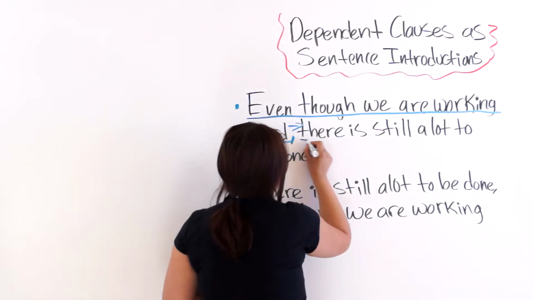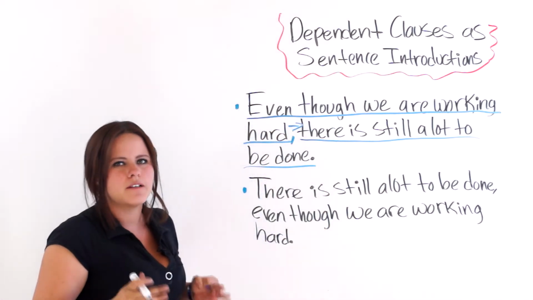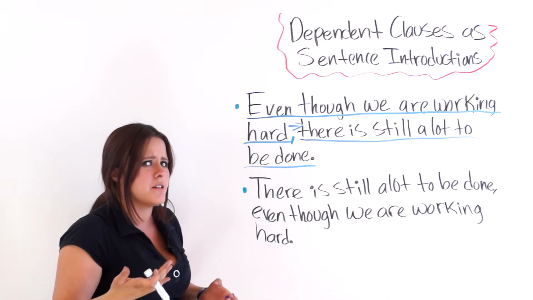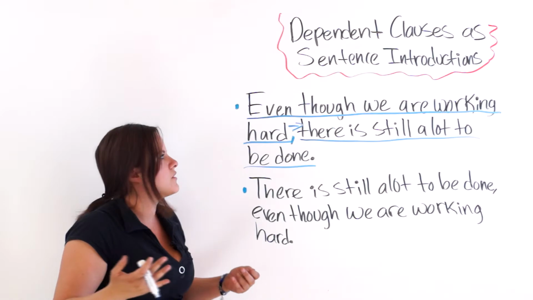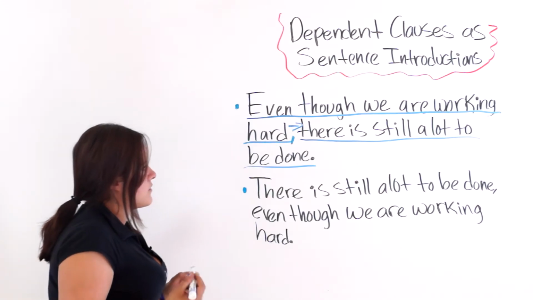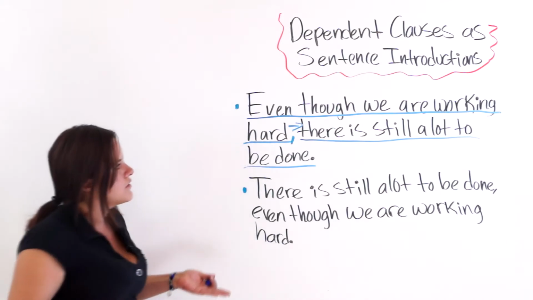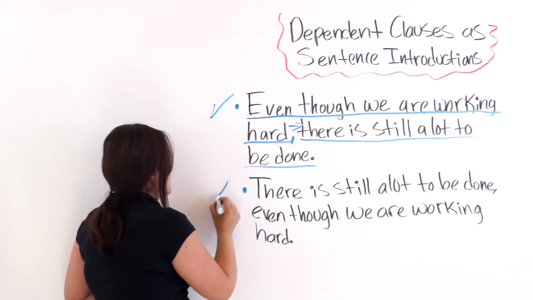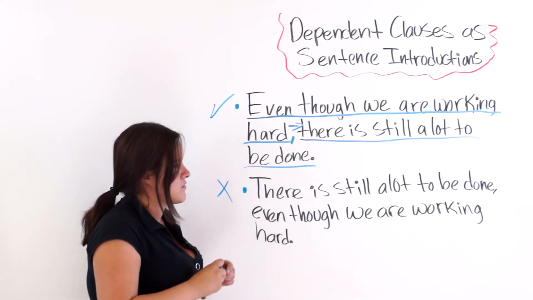"There's still a lot to be done," period, could be a sentence by itself. So remember, dependent clauses are those clauses that do not make sense by themselves, that cannot stand alone as a sentence, and independent clauses are those that can stand alone and make sense by themselves as sentences. The next one says, "There is still a lot to be done even though we are working hard." As you can see, I just inverted the sentence here. So this one has a dependent clause introducing the sentence, and this one does not. This one is just a regular independent and dependent clause structure.